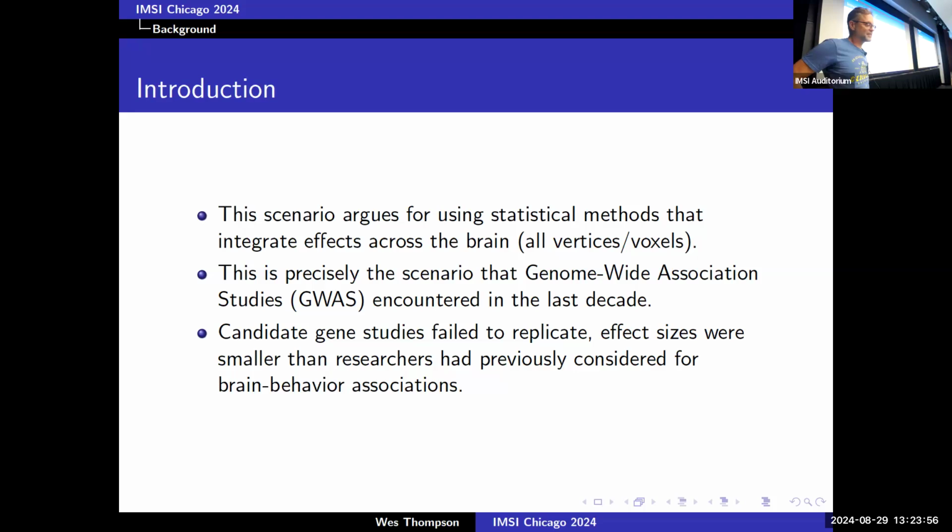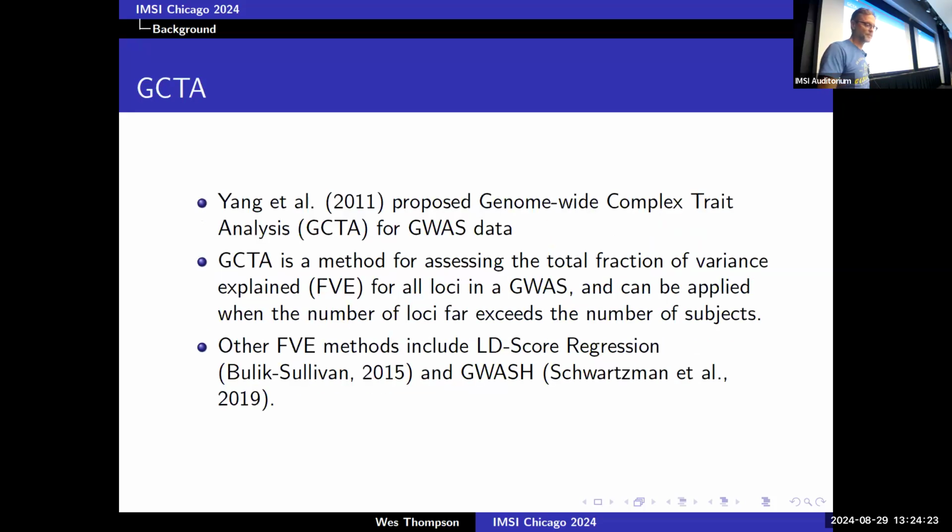And this is precisely the scenario that genome-wide association studies encountered over the last decade or two, where candidate gene studies failed to replicate. Effect sizes were much smaller than researchers had previously considered. And so there was this whole crisis in the genetics literature about where is this missing heritability? Because what we knew from twin studies was that things like cognitive traits were highly heritable, but they just weren't finding it in individual SNP or gene associations.